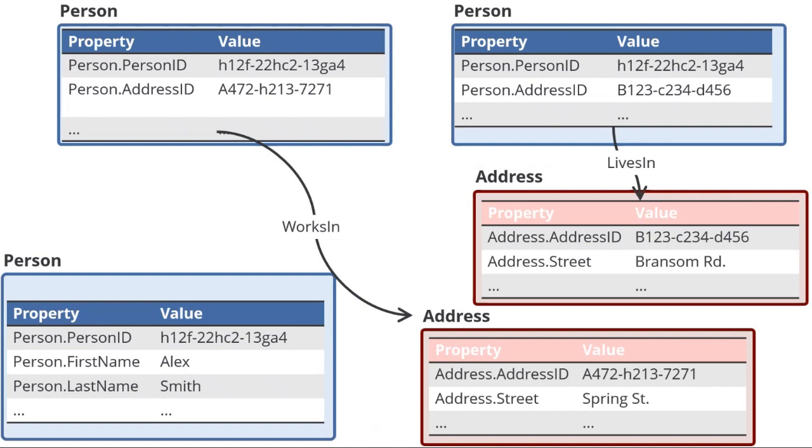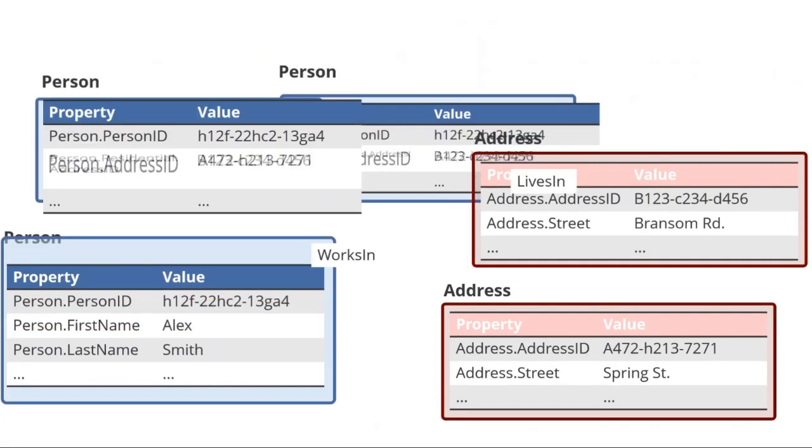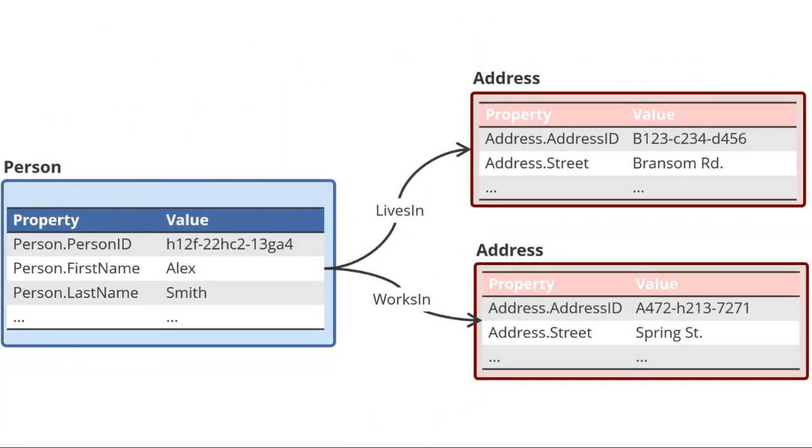And of course, because we also mapped the addresses, we have two different nodes in the graph which have the address information. One on Bransome Road, another on Spring Street. Now, because in CluedIn, for example, we have defined this person ID as the identifier, CluedIn will automatically merge these records together into one single record, as you see here. So when it's a merged record, you're not just merging the information about all of these three records together, but also the relationships that they are bringing with them.